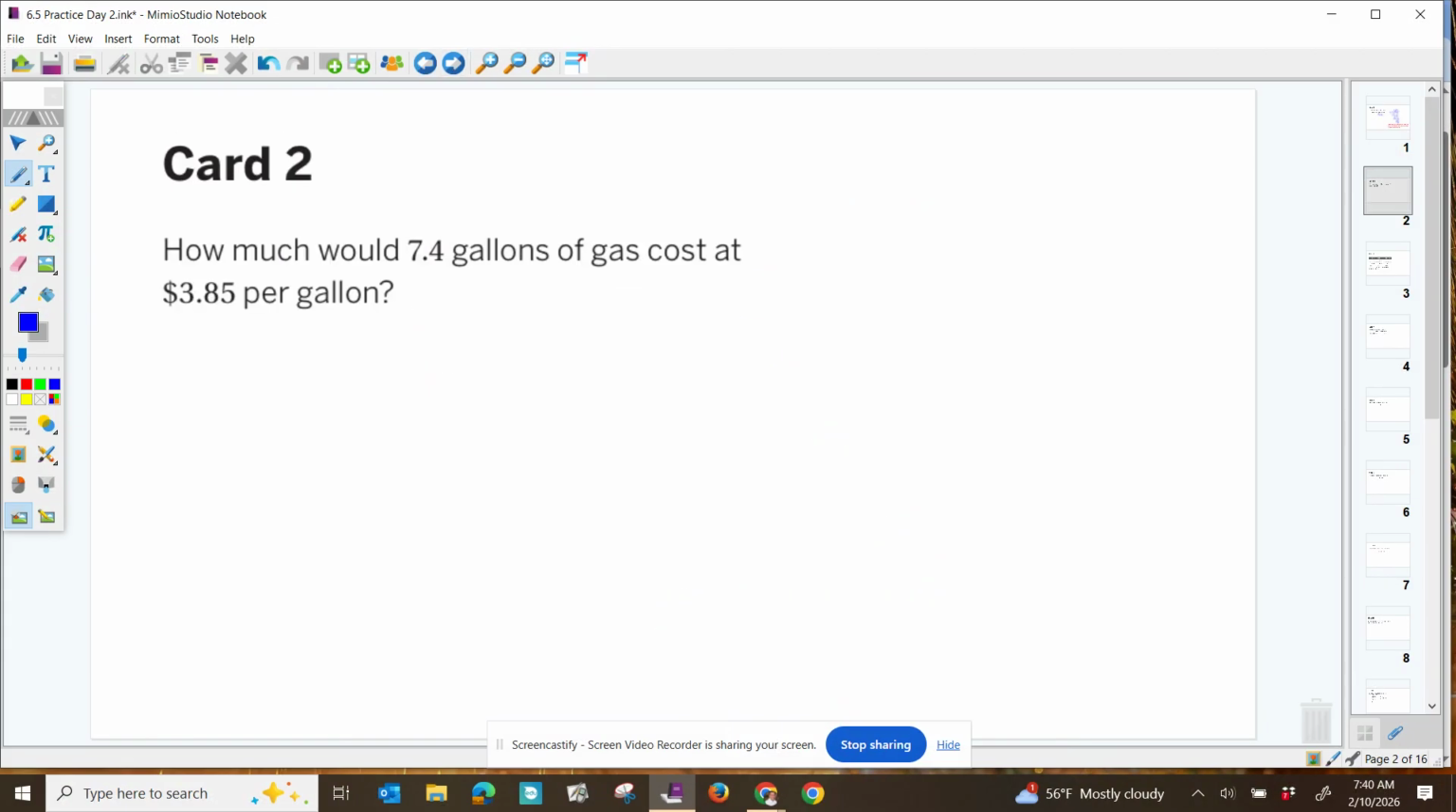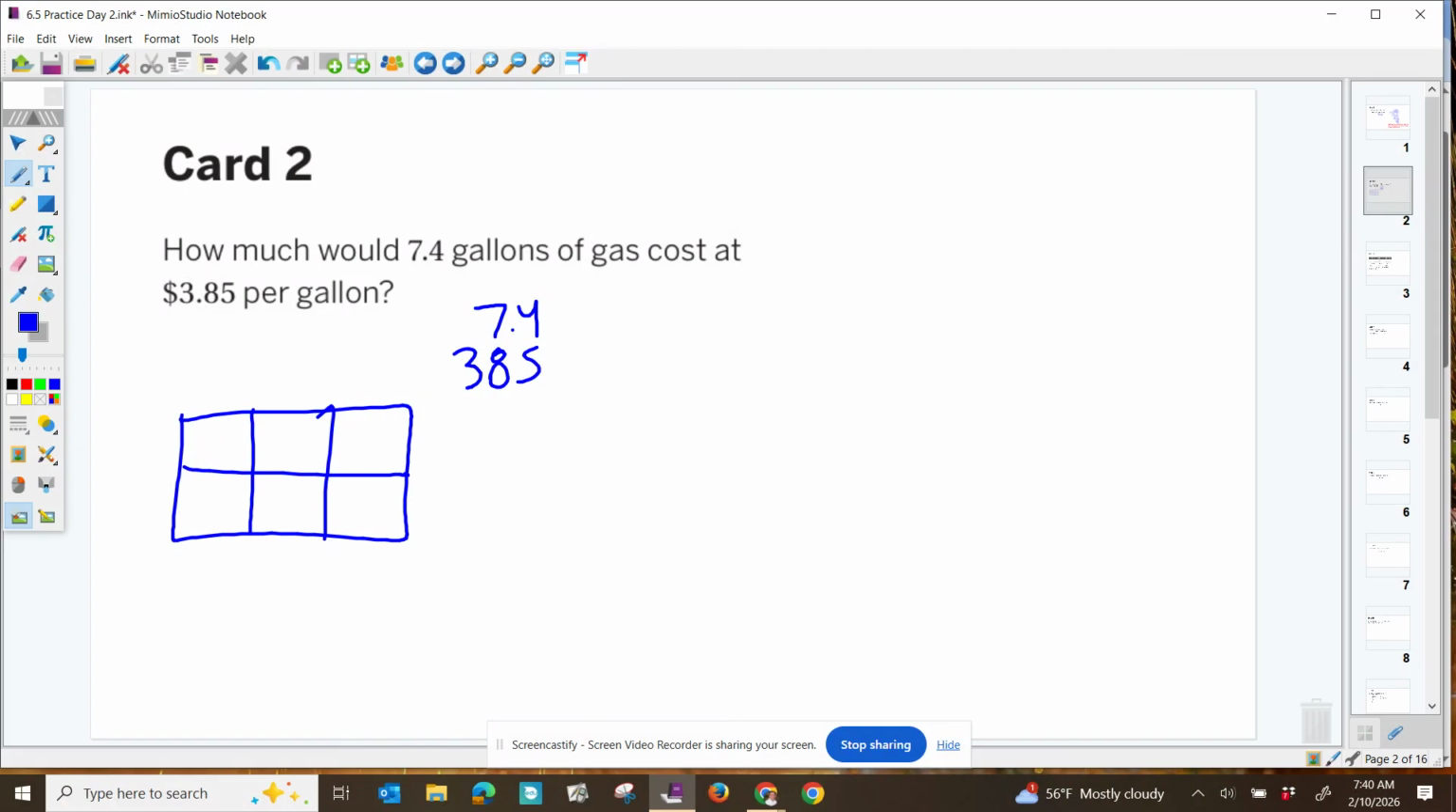Next problem. If at that price, how much would 7.4 gallons be? Now, I know the way it's written, it's kind of like 7.4 times 385, and if you're doing a rectangle method, it's totally going to work. You would have 385 and 74, and it would totally work out. But I'm going to do it the old-fashioned way, partial products. I put the one with the most digits on top, not necessarily the larger number, but the one with the most digits. I also just ignore the decimal points.